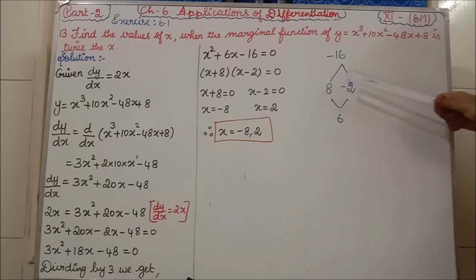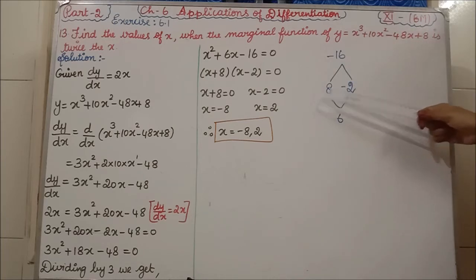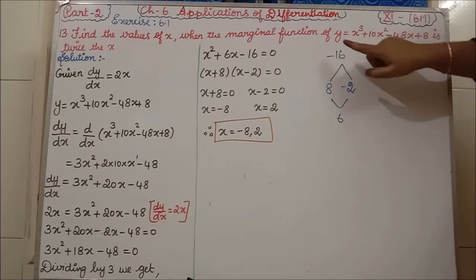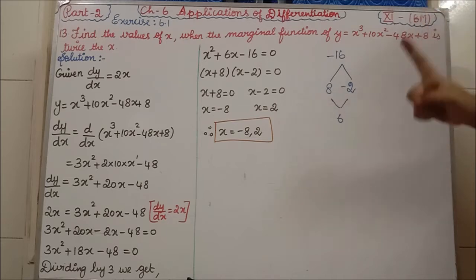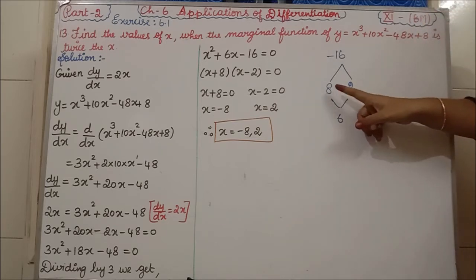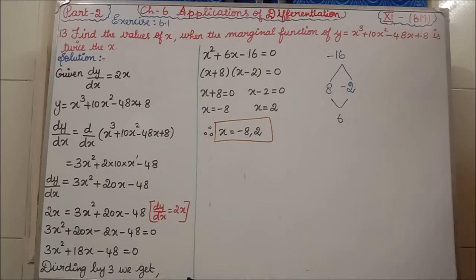So 8 twos are 16. If two numbers multiply, you have to satisfy the top value; if two numbers add or subtract, you have to get the bottom value. So 8 twos are 16. Since we have minus 16 here, whenever we have minus on top, the smaller number gets minus. So I am writing minus here. Now see, 8 minus 2, I am getting 6.